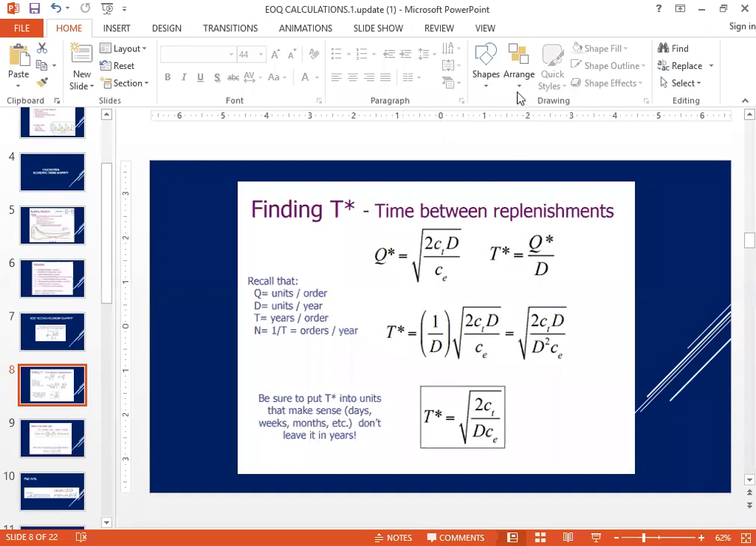One thing to note here is that if you'd like to calculate N, which is how many orders should be placed in a year, you basically take the inverse of T star, so it is 1 divided by T star.